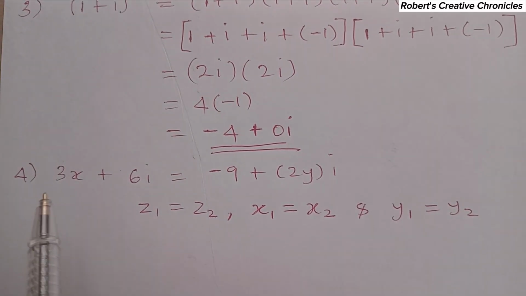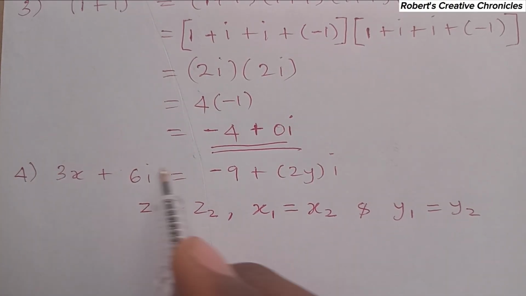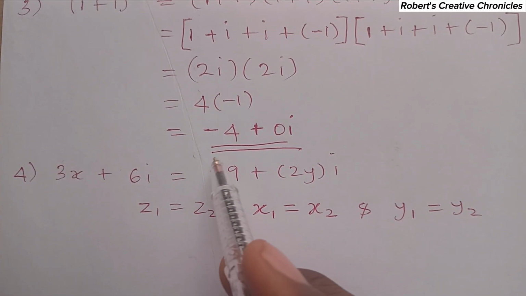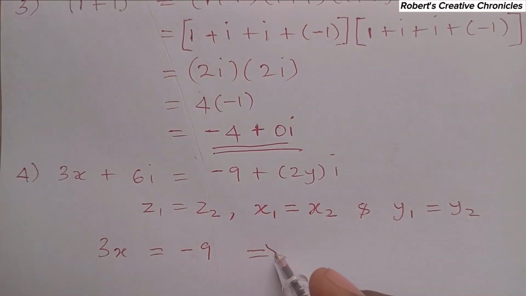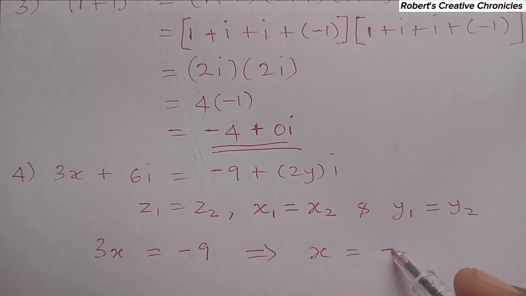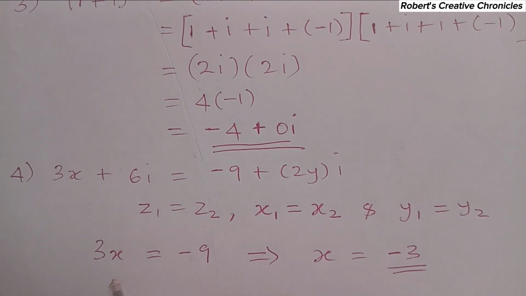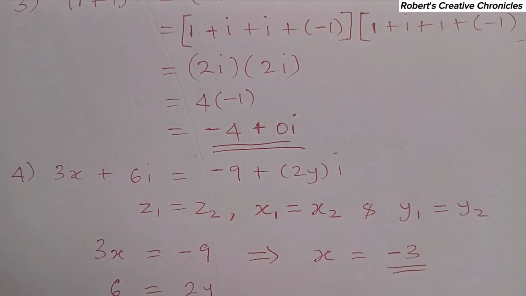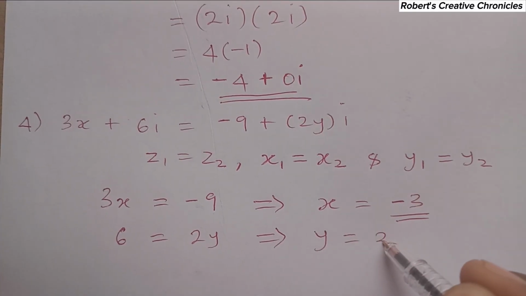So we will equate their real and imaginary components because this complex number has been equated to this. So now this one is the real component, this one is the real component. So 3x will be equal to negative 9. Then x now is equal to what? Minus 9 over 3, which is minus 3. And this one also, the imaginary component now, 6 is equal to 2y. So you divide both sides by 2. y will be equal to 3.